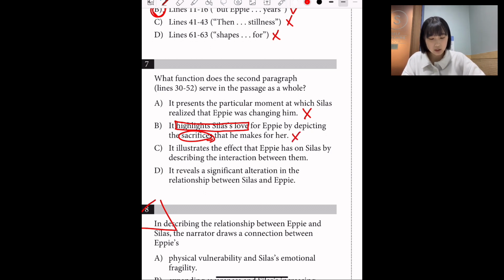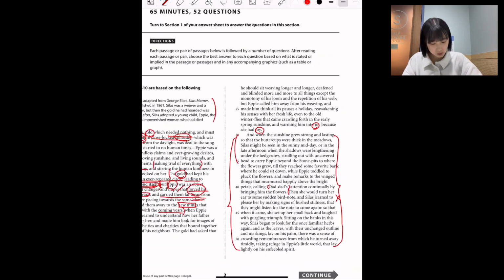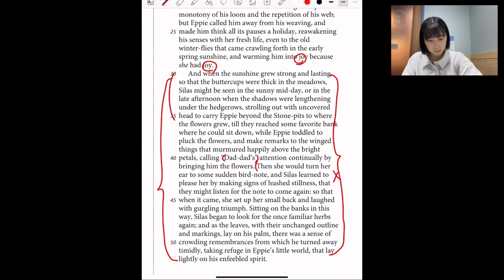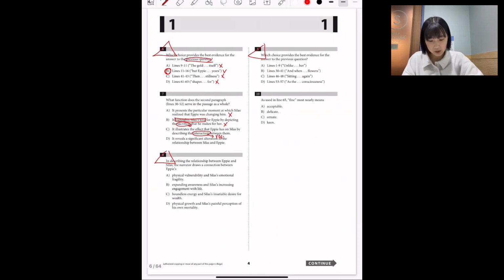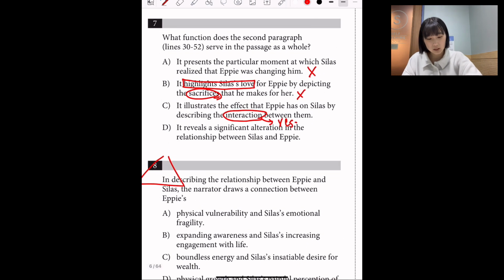C, it illustrates the effect that Epi has on Silas by describing the interaction between them. I've been saying this word too much, but interaction certainly, yes. And it illustrates the effect that Epi has on Silas. Let's see. Effect. Yeah, see, Silas is carrying Epi around. She would turn her ear to some sudden burn. Silas learned to please her, making signs of hushed stillness. Silas began to look for the once familiar herbs again. He's doing so much for Epi, and this is clearly the effect that Epi has on Silas.